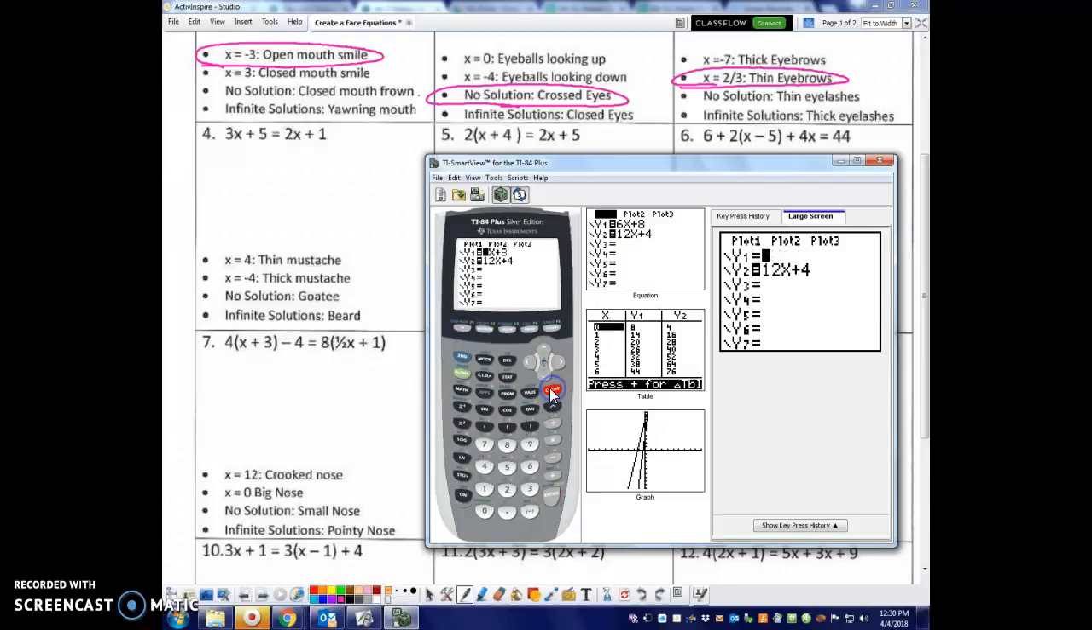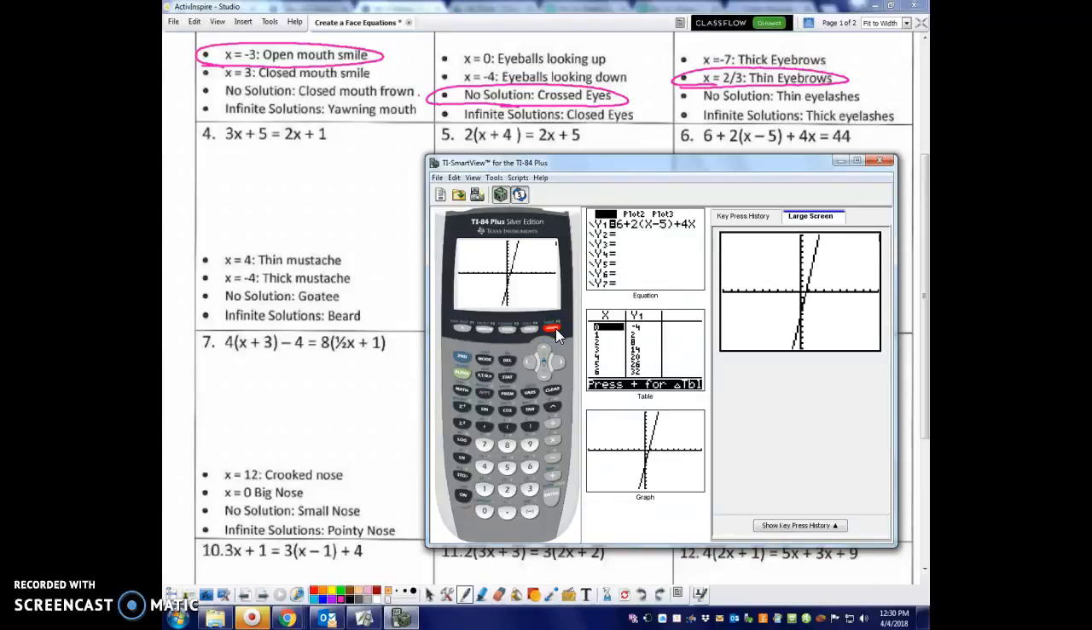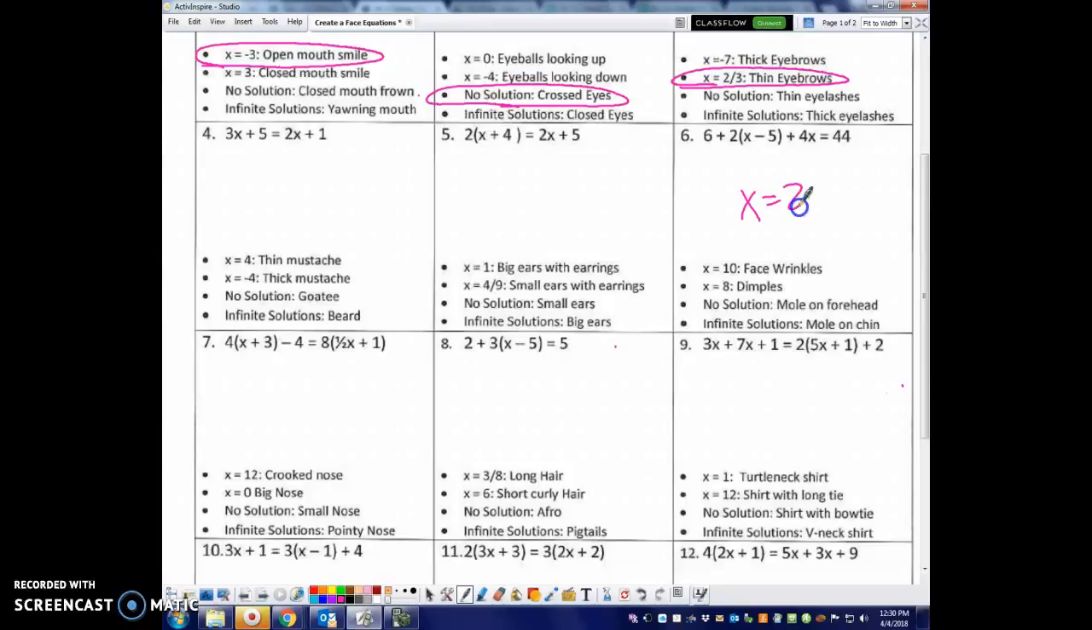All right, now let's look at number 6. Number 6, so y equals, into y1, we're going to put the 6 plus 2x minus 5. Oh, plus 4x, sorry. In y2, put 44. Graph it. Second, trace 5, enter, enter, enter. This one says x equals 8. Oh, and they'll have dimples. That's the little holes you have on the sides of your cheek when you smile. That's called dimples.